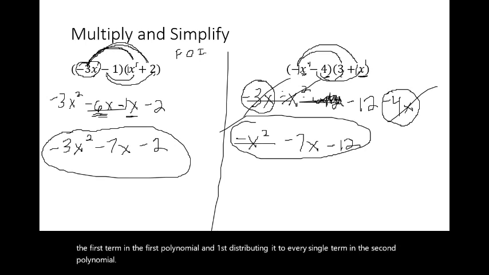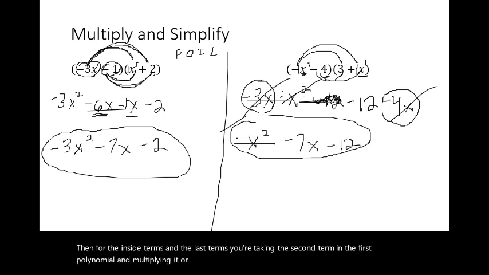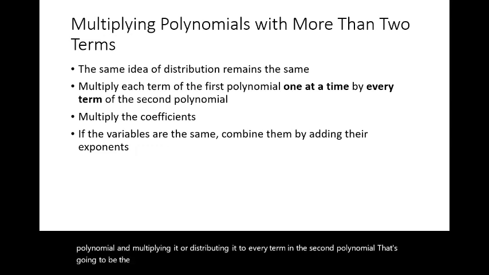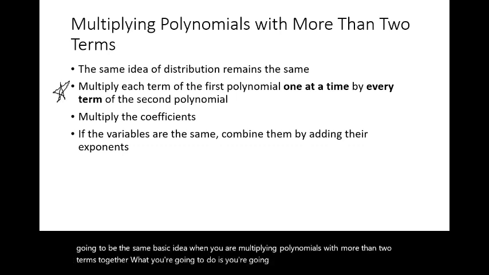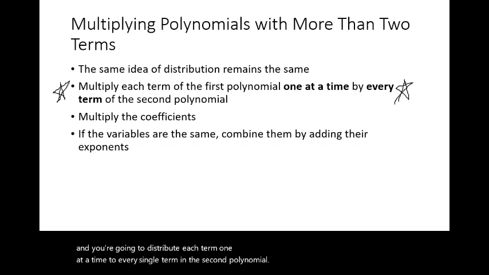Then for the inside terms and the last terms, you're taking the second term in the first polynomial and multiplying it or distributing it to every term in the second polynomial. That's going to be the same basic idea when you are multiplying polynomials with more than 2 terms together. What you're going to do is take each term in the first polynomial, one at a time, and distribute each term one at a time to every single term in the second polynomial. Just remember, multiply the coefficients, and if the variables are the same, you're going to add their exponents.